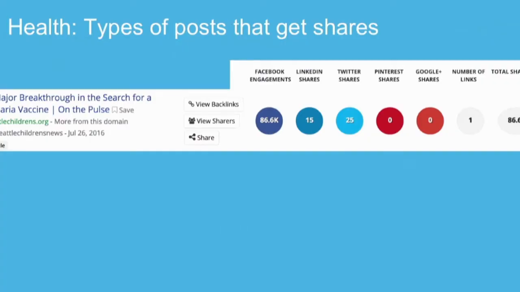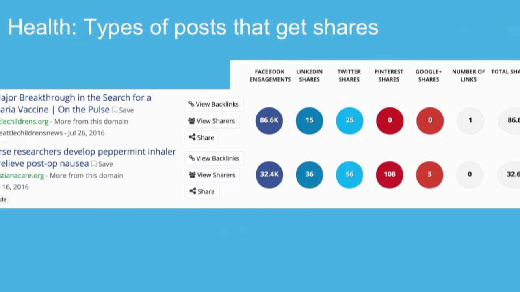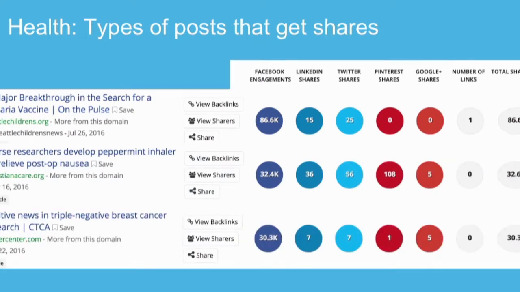So if you're in health, these are the sorts of posts that tend to get shares. They tend to be news posts about breakthroughs. So a breakthrough about a vaccine, a new development of an inhaler, an advance in breast cancer. Then news posts about health breakthroughs. These are the sorts of posts that get lots of shares in the health sector.